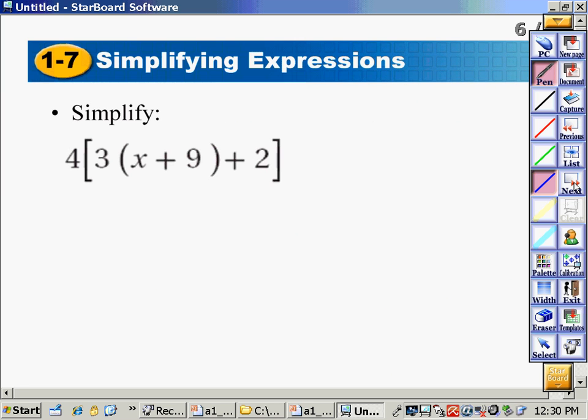Let's have some more fun. Next, we have parentheses within parentheses. We're going to begin by dropping the 4. There's nothing you can do with the 4.